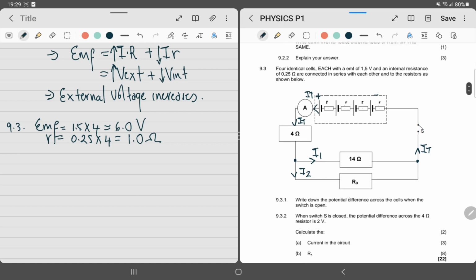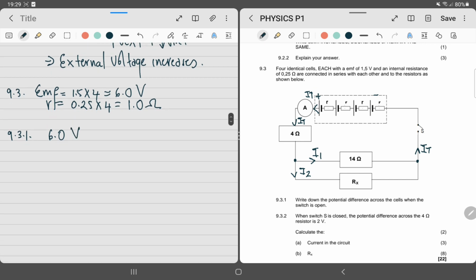Write down the potential difference across the cells when the switch is open. So when switch S is open, there is no current flowing in the external circuit. So the voltmeter will register the value of the EMF. So this is going to be 6.0 volts.